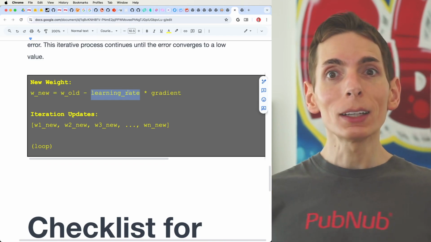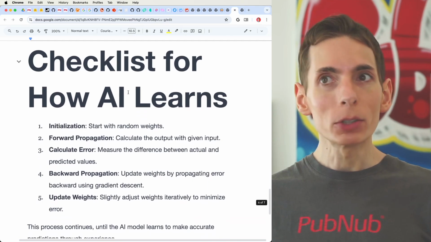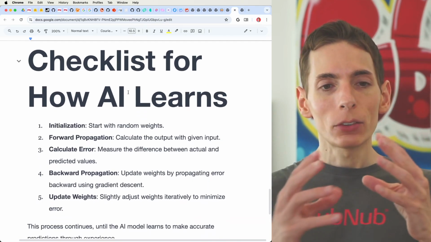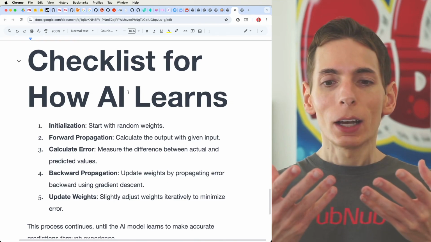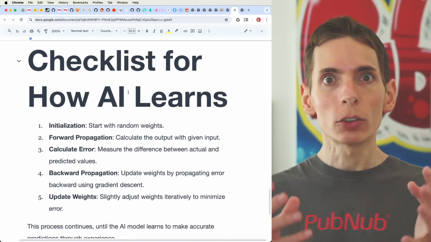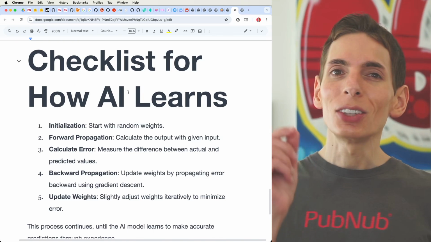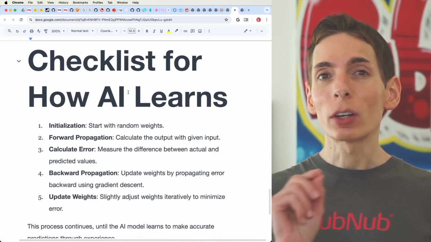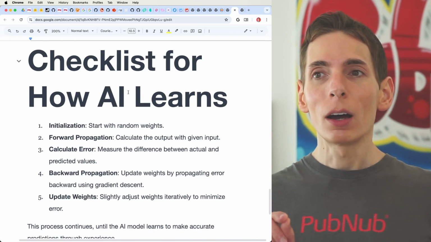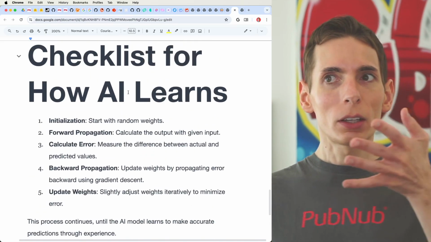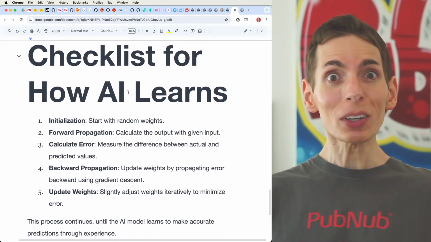And so that's the whole idea behind AI. We give it a whole bunch of examples, it learns, and then it has a general purpose, sort of like a general understanding on how to solve those kinds of problems. And so in the future, it can see new things and then give us answers that are pretty close, if not exactly on target. And so that's it. That's the checklist for how AI learns. Pretty simple, right?